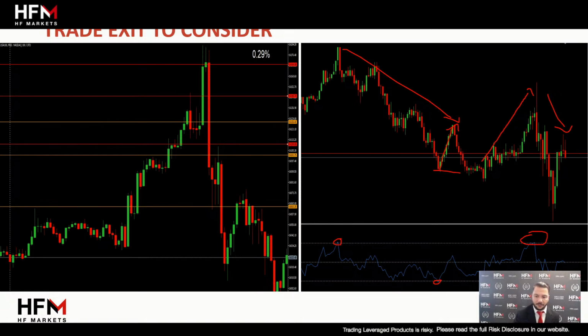So this helps us as well with both our entry and our exits, not just our exits. But if we're getting close to that overbought and oversold areas, then we really need to think about not opening any further trades, but also exiting as well.